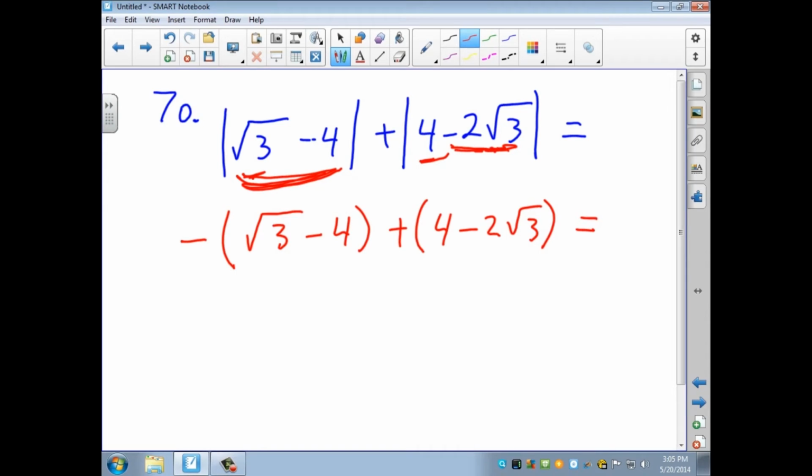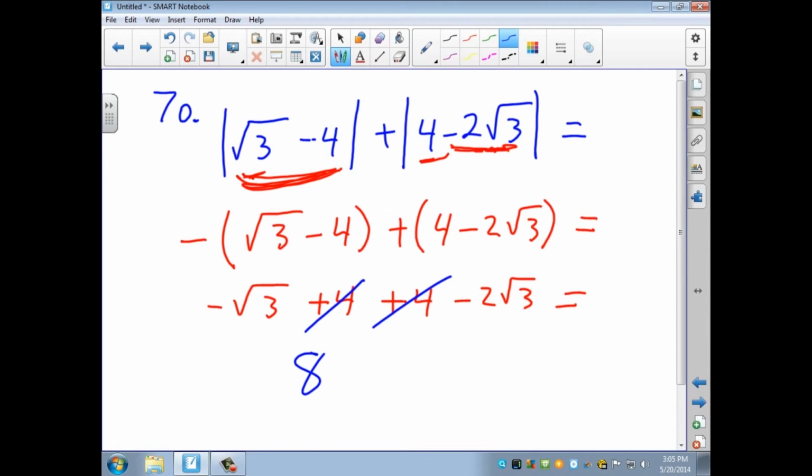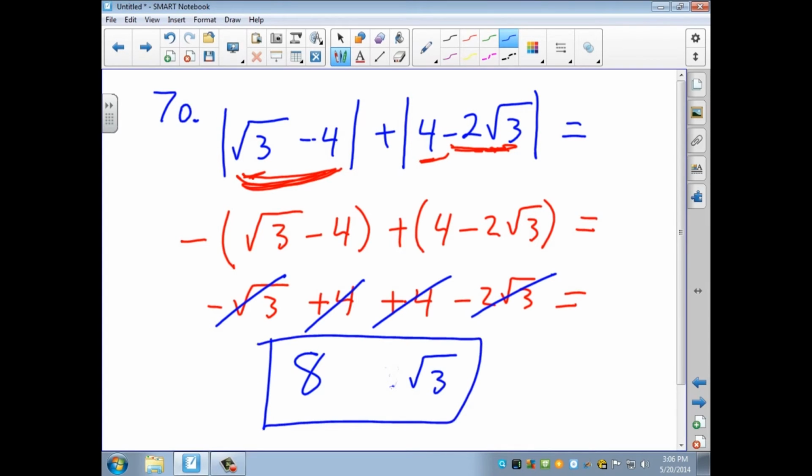Now we combine. Let me apply this negative here. So negative square root of 3 plus 4 minus 2 square root of 3 equals. So I have a 4 and a 4, that give me 8. I have minus 2 square root of 3 and minus 1 square root of 3, that give me minus 3 square root of 3. So that is the answer.